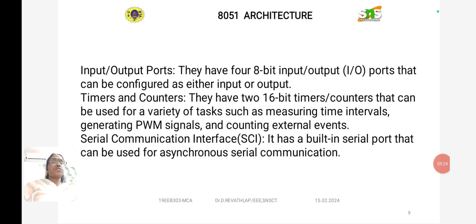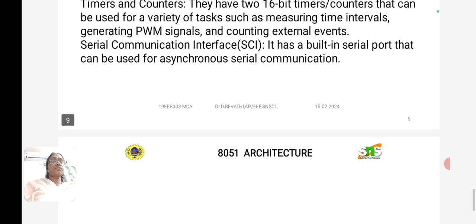And I/O ports: they have 4 8-bit I/O ports that can be configured as either input or output. Timers and counters: they have two 16-bit timers/counters that can be used for a variety of tasks such as measuring time intervals, generating PWM signals, and counting external events. Serial communication interface: it has a built-in serial port that can be used for asynchronous serial communication.